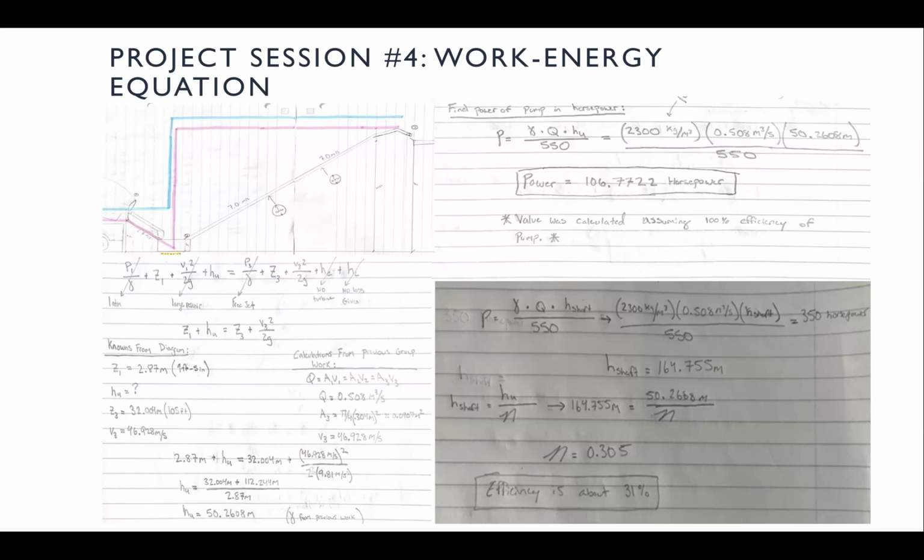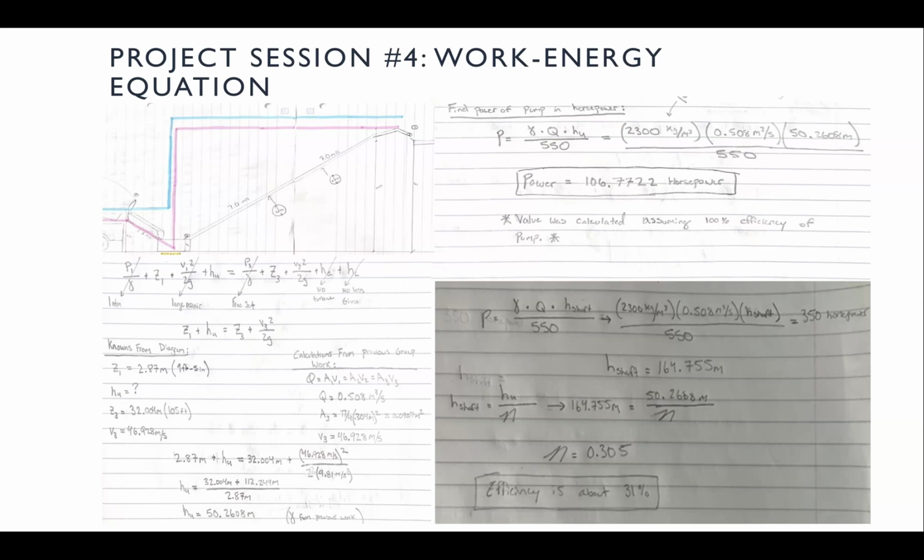V3 squared over 2G. Using calculations from previous group work, we were able to fill these variables with known values, resulting in a calculated HU of 50.2608 meters. Using our new HU value, we were able to calculate the horsepower of our pump, which we were able to calculate at about 107 horsepower.